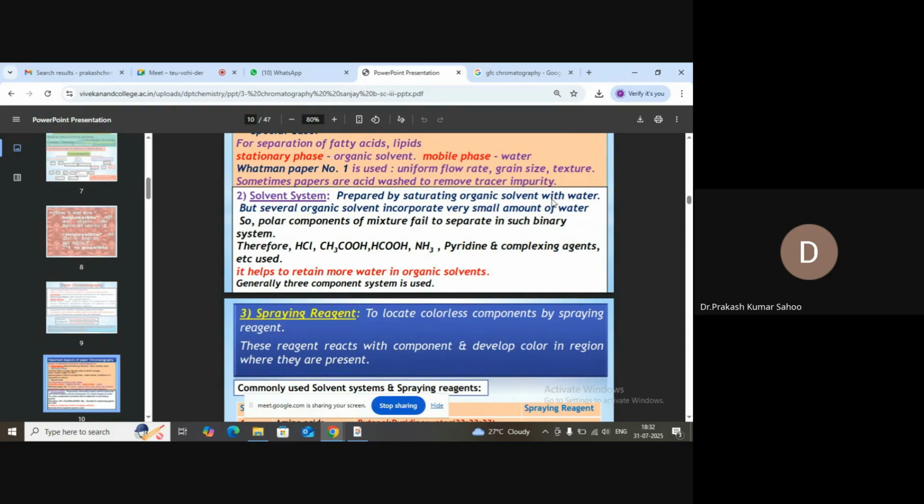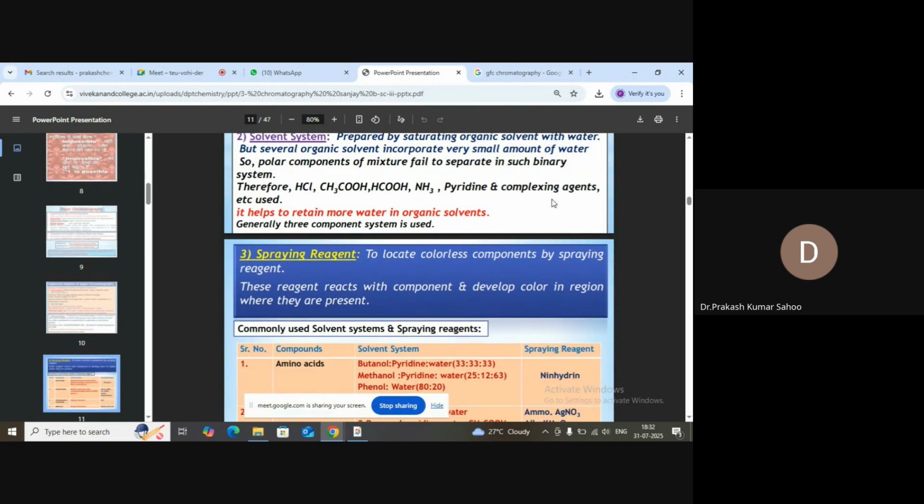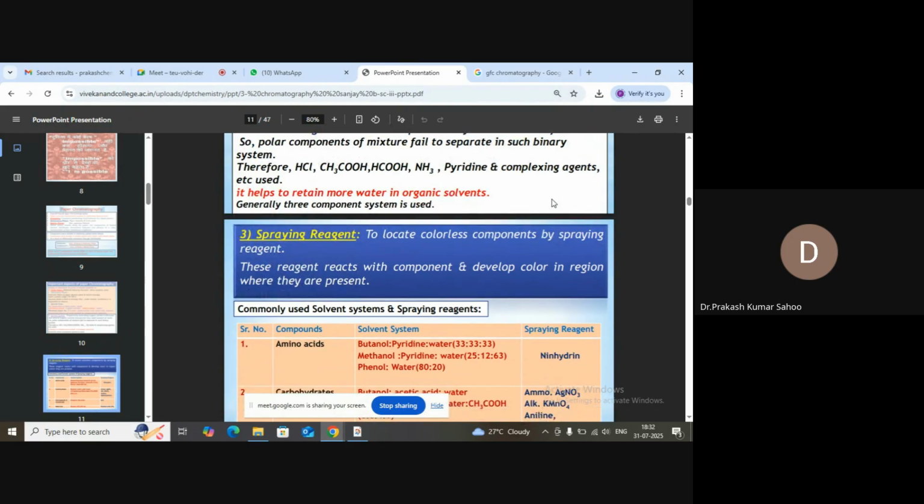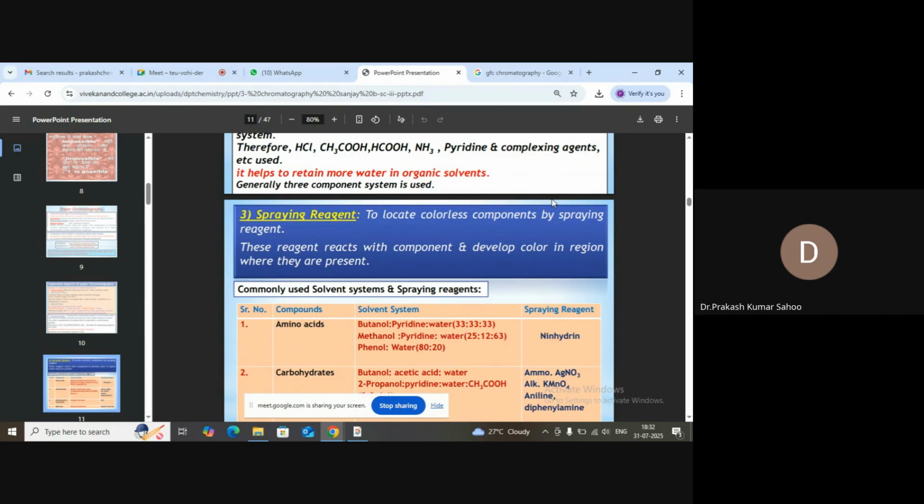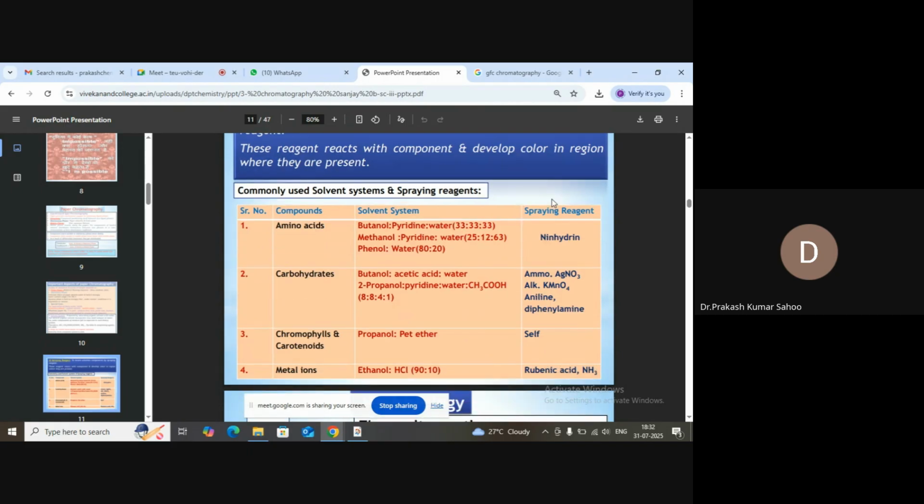It helps to retain more water in organic solvents. Generally, a three component system is used. Then your spraying agent, reagent. To locate colorless components by spraying reagent, the reagent reacts with the component and develops color in the region where they are present. So these are some important aspects of your paper chromatography, which is a planar chromatography.